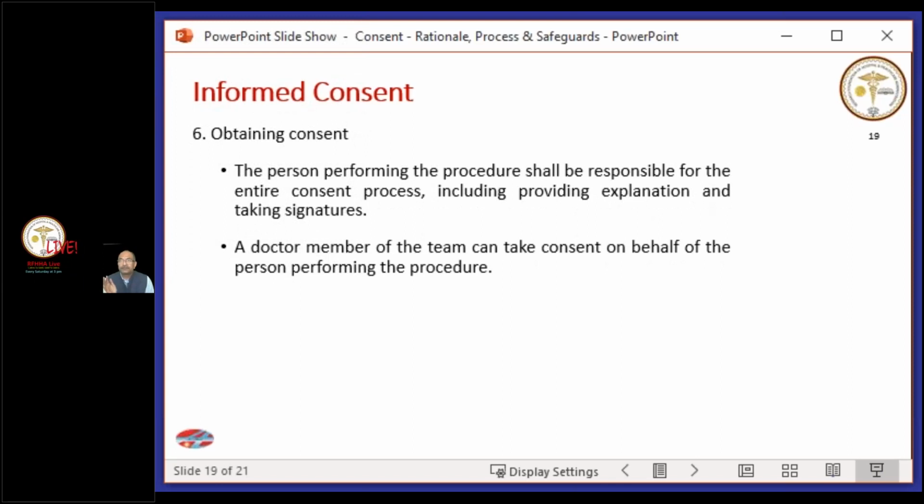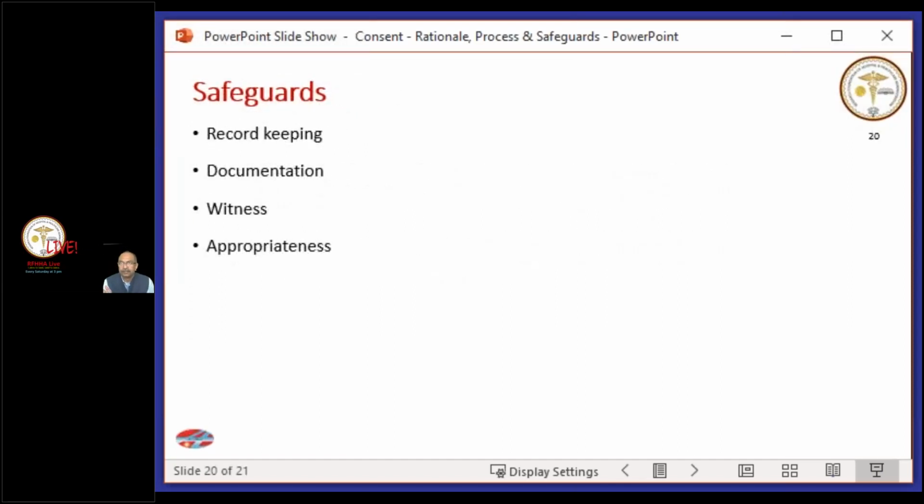The person performing the procedure shall be responsible for the entire consent process, including the explanation and taking the signatures. A doctor member of the team can take the consent on behalf of the person performing the procedure. We have covered this, just to repeat. And what are the safeguards? These safeguards are essentially directed towards aiding the case of the hospital in the court of law, or when a medical negligence case is made out against the hospital or the patient claims.